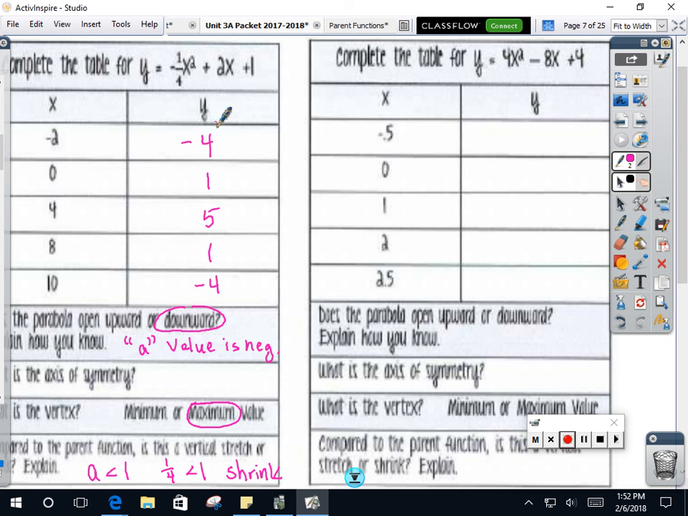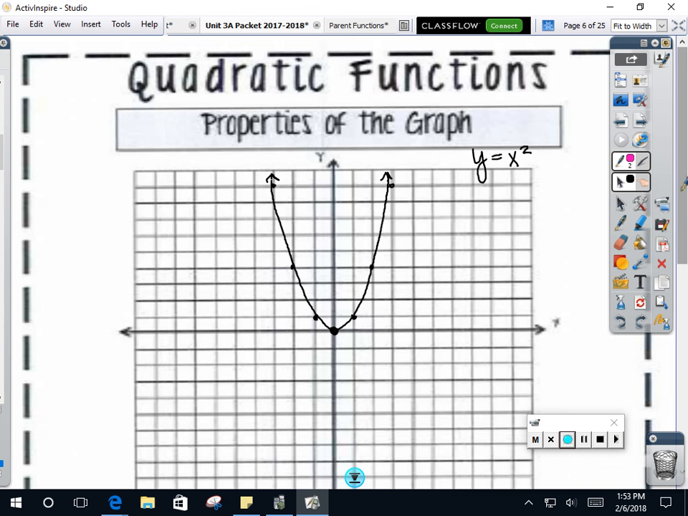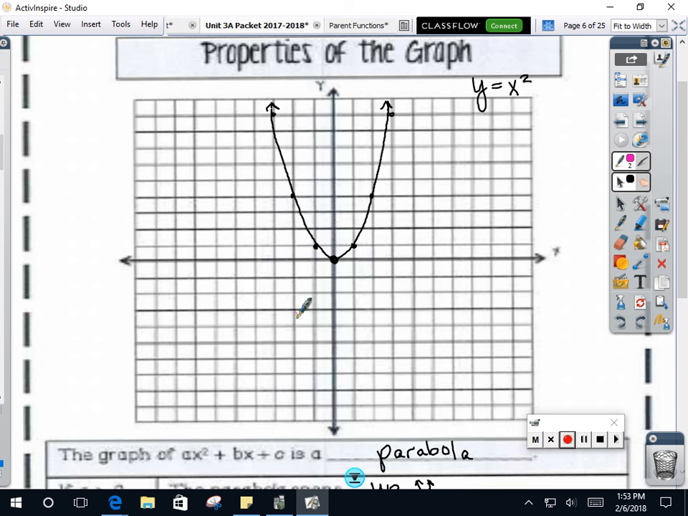Okay, now let's put it on the graph so that we can determine the equation for the axis of symmetry and the vertex. So the first point is (-2, -4), so that would be left 2, down 4. And then the next point is (0, 1), so that would just be up 1. And then (4, 5) would be right 1, 2, 3, 4, up 1, 2, 3, 4, 5. (8, 1) is right 8, up 1. And then (10, -4) is right 10, down 4.